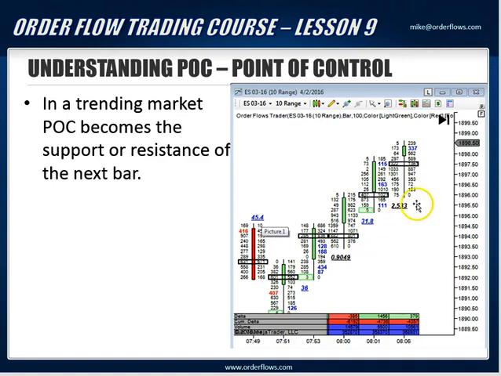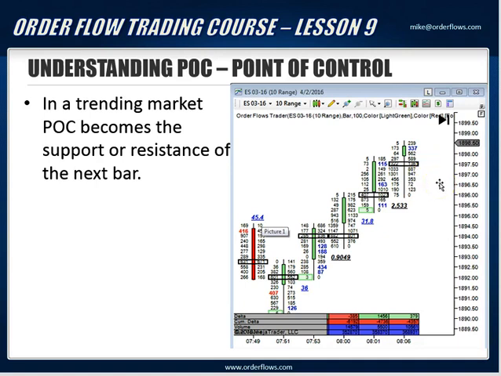The market's continuing higher. This bar at 1896 did come down to 94, but it's still holding as support. Now we have it at 1896. Yeah, we pulled right down to that level and continued back up.